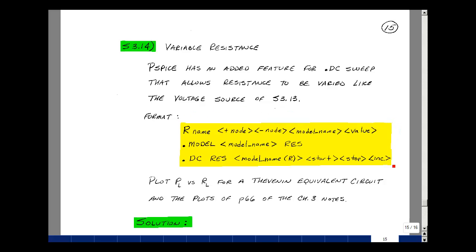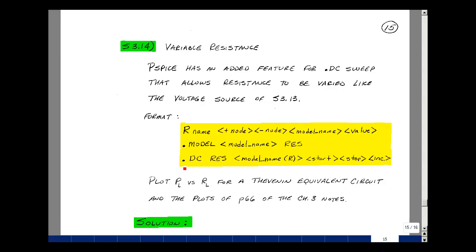The commands for doing this are listed in this yellow box. We're still going to have the name of R for a resistor, and again up to 8 characters or letters for the name. The first node will be considered the positive, the second the negative. And now we're going to add 2 more things. The model name we're going to declare on a separate line with a control command .model, and then pick a name, and then tell it that it's a resistance that we're about to vary.